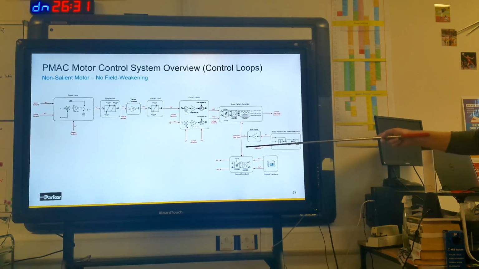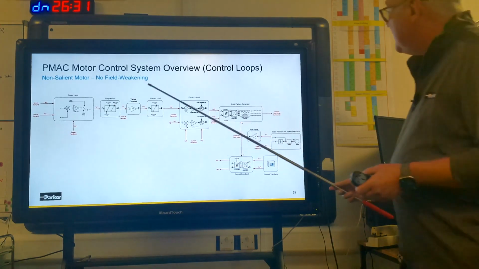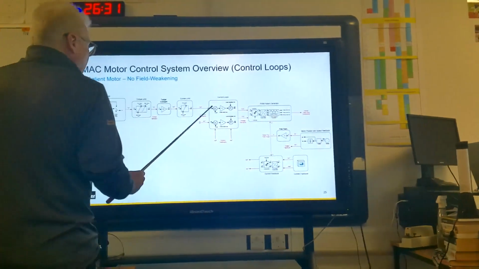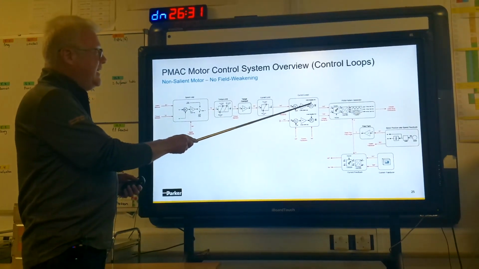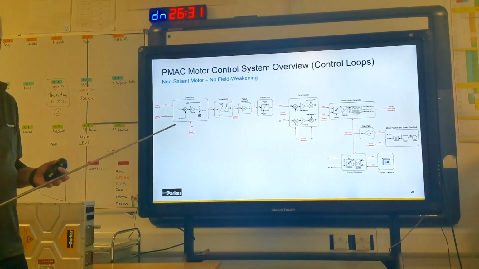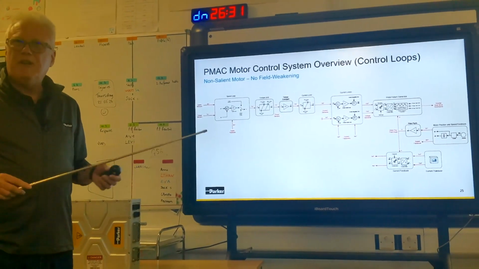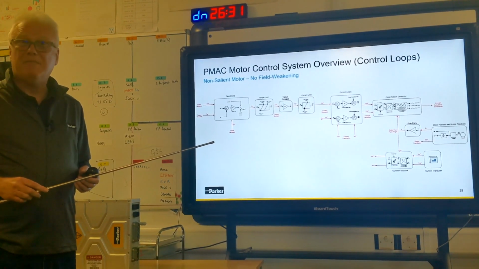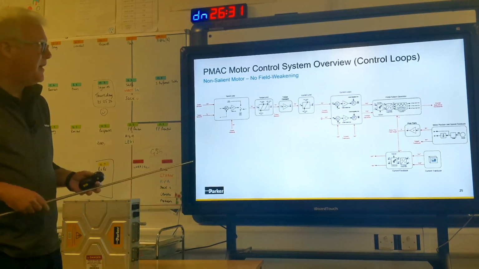I'm then going to use my field angle to do the rotational transformation, remember that one? And that's going to give me my ID and IQ feedback, which I'm going to use in my current loops. Going back over to the current loops, they're just PI regulators. But you can see here that I've added some little terms. Those are feed-forward terms to get rid of the cross-coupling effect that you get when you try and do control in this rotating reference frame.